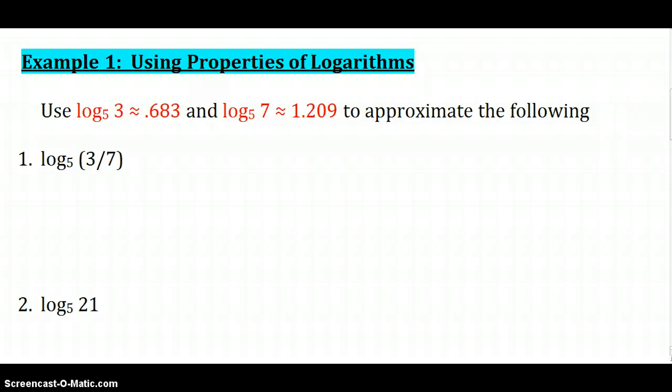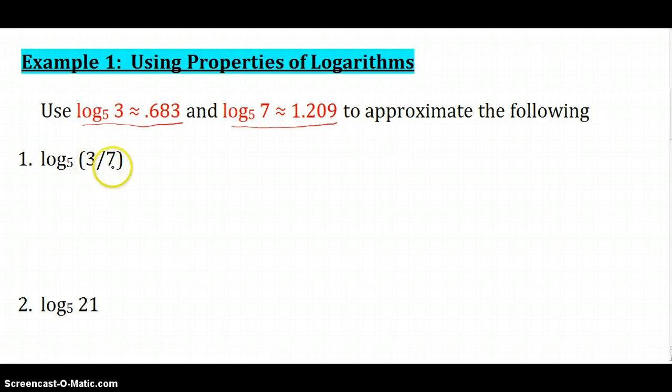First, let's use the properties of logs to approximate the following. The instructions tell us that log base 5 of 3 is approximately 0.683. And log base 5 of 7 is approximately 1.209. They want us to find log base 5 of 3 over 7. Well, the properties we just learned, we can use that to rewrite this and approximate the answer.